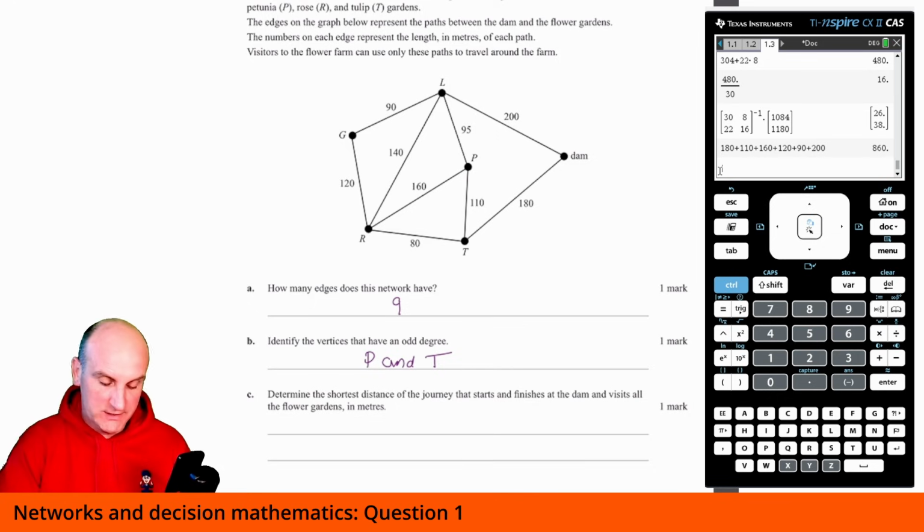Now, this is a really interesting question because this is the third time I've had to go at this one. And let's see where we come up with. Starting at the dam, shortest possible distance.